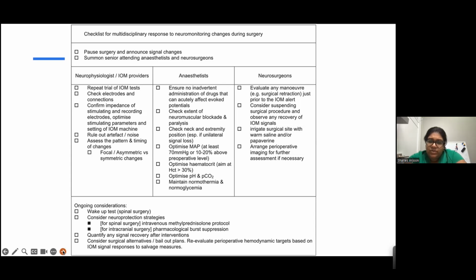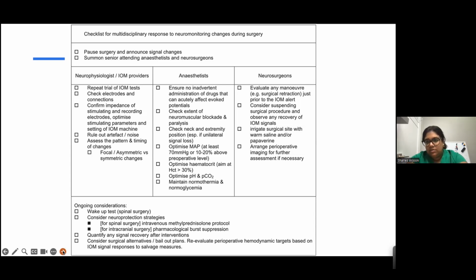From the anesthetic point of view, ensure no inadvertent administration of drugs that can adversely affect evoked potentials, check the extent of neuromuscular blockade and paralysis, check the neck and extremity position, especially if there's a unilateral signal loss, and optimize the MAP and optimize the hematocrit. Aim at a hematocrit greater than 30%, optimize pH and PCO2, and maintain normothermia and normoglycemia.